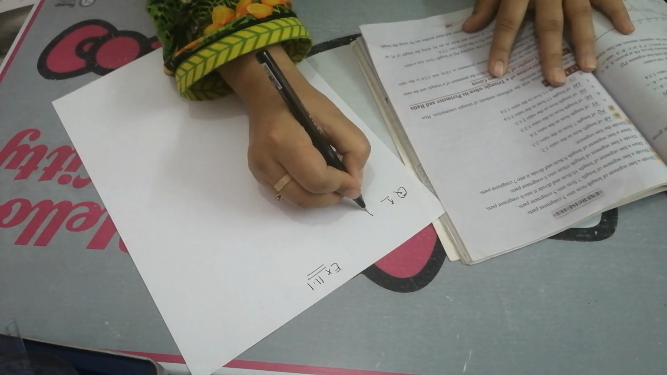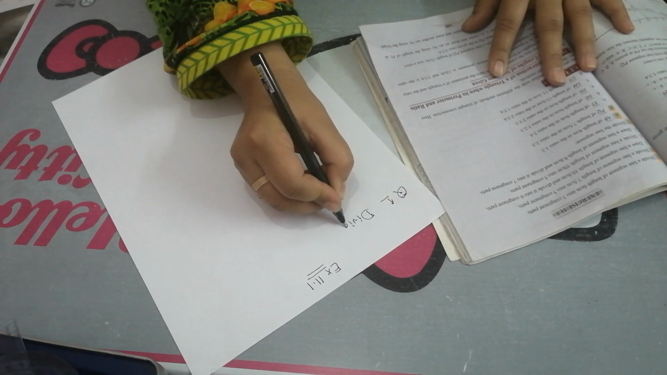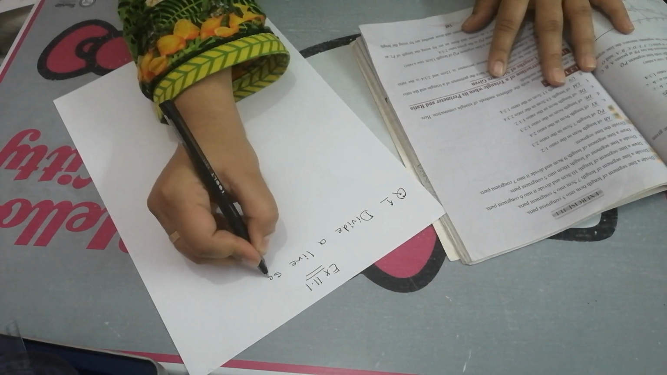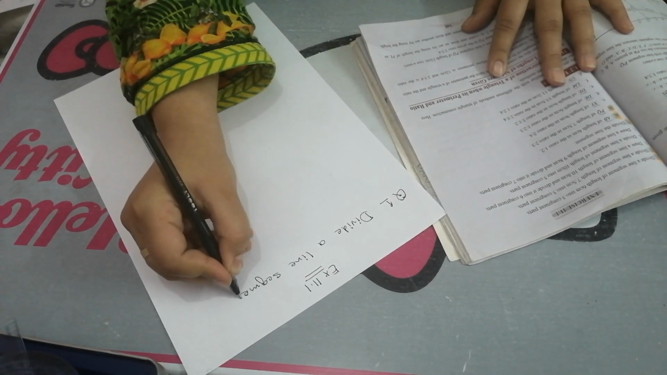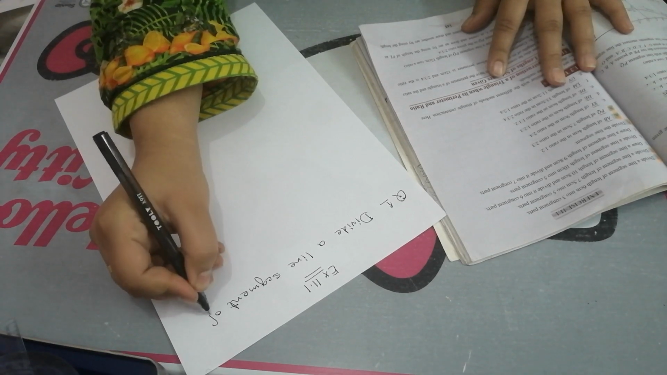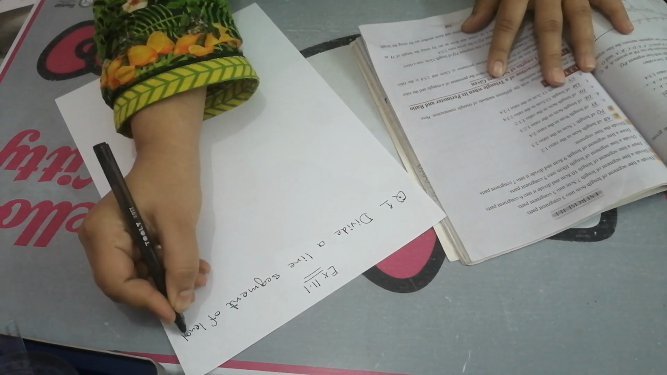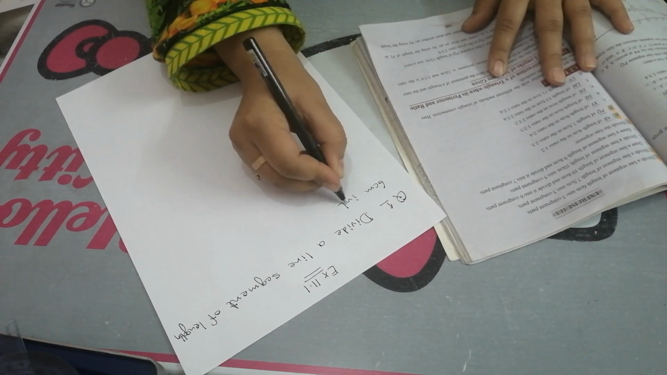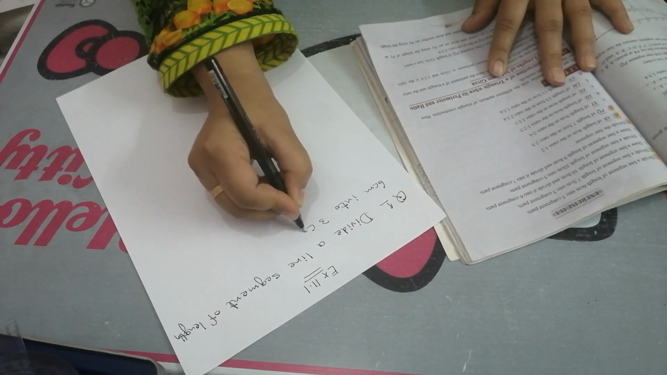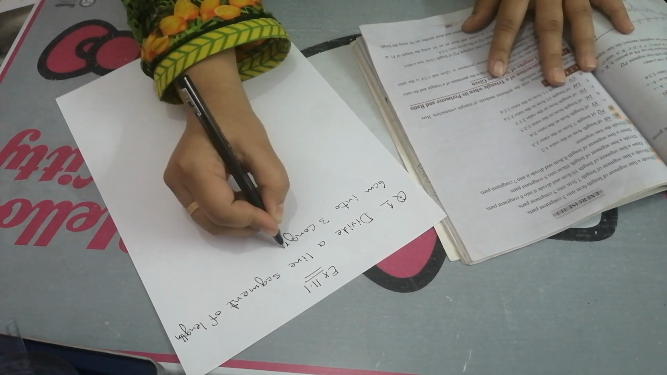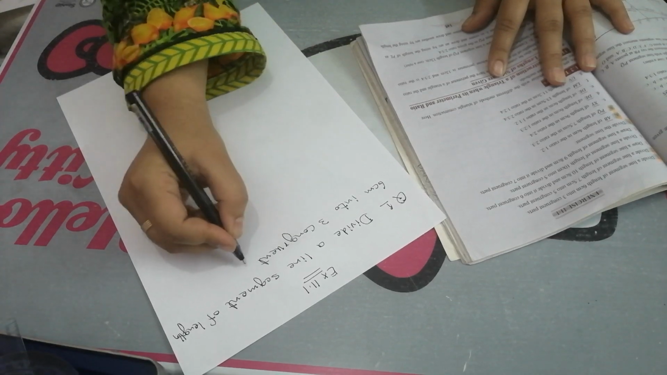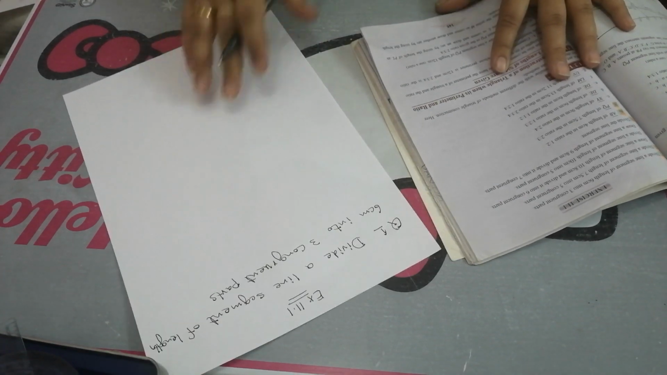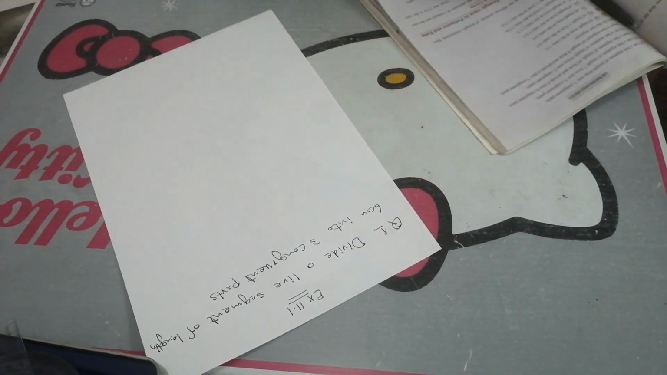So the question is: divide a line segment of length 6 centimeter into 3 congruent, equal in measurement, equal in shape, parts. Now we have to draw this.